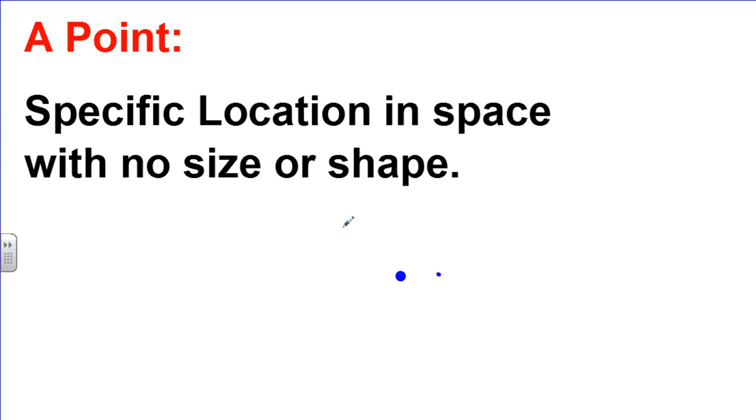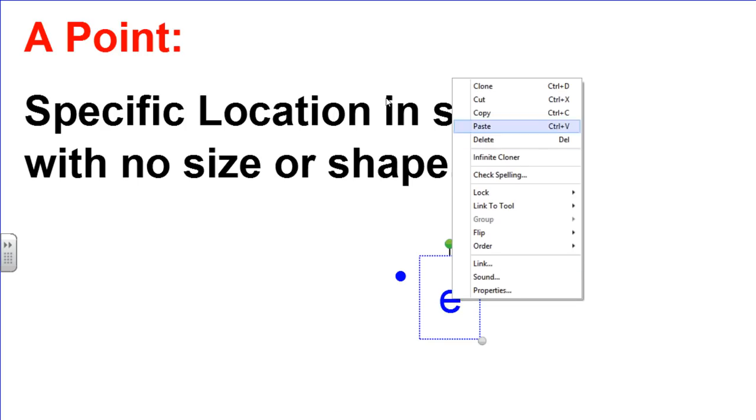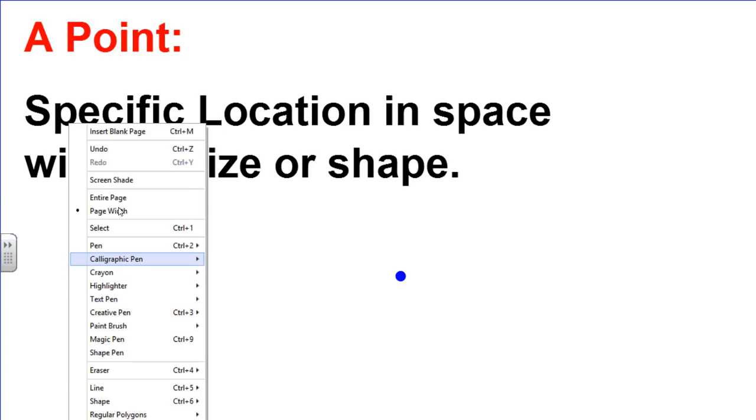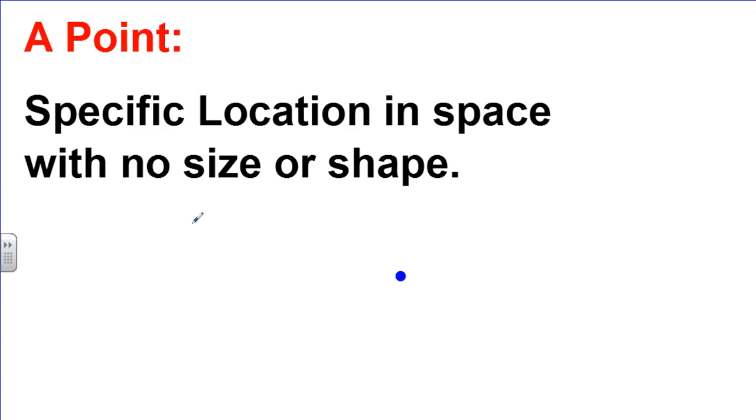I don't know what the heck just happened there. All right, so I have two dots here. I'm going to call this one point A and this one point B. And I have no idea what is going on. Let's see if I can get out a different pen here if it works. All right, that worked. I apologize. I have no idea what happened there.